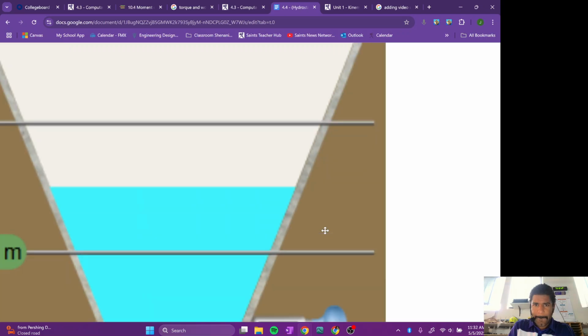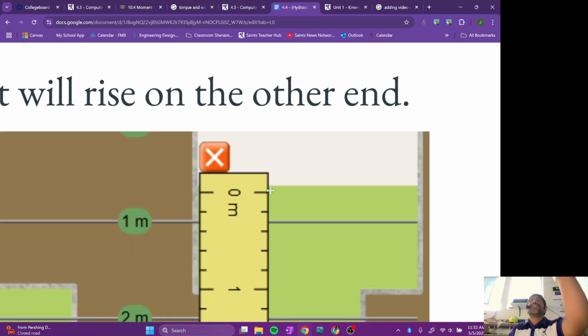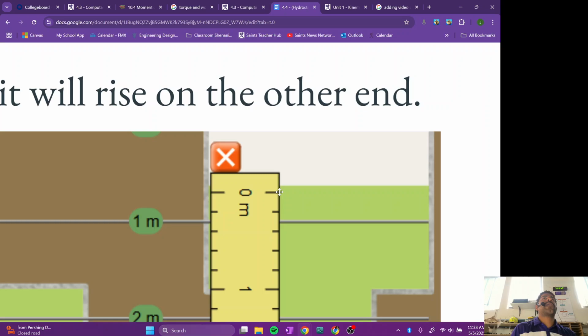You see, it increases the same volume, not the same height. Why did it not rise up so much? It's a larger what? Area. It's a larger area, so that means that the height is going to be smaller for the same amount of liquid.